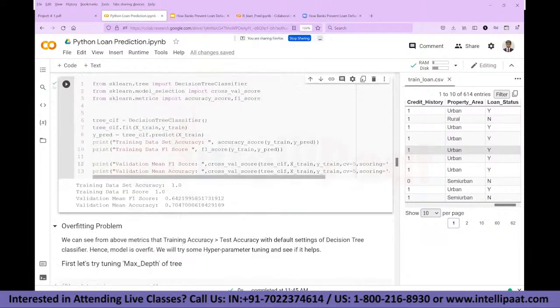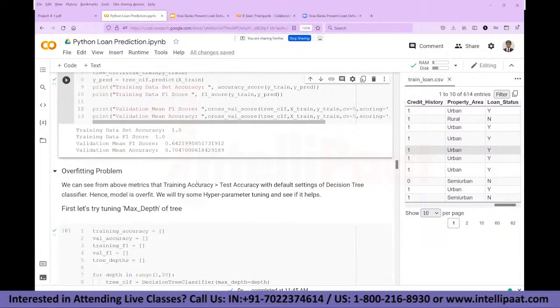Now we can see from the above metric that training accuracy is greater than the test accuracy, right? So what happened here? The training accuracy is greater than the test accuracy. That means my model has overfitted my data. That means, what is overfitting?